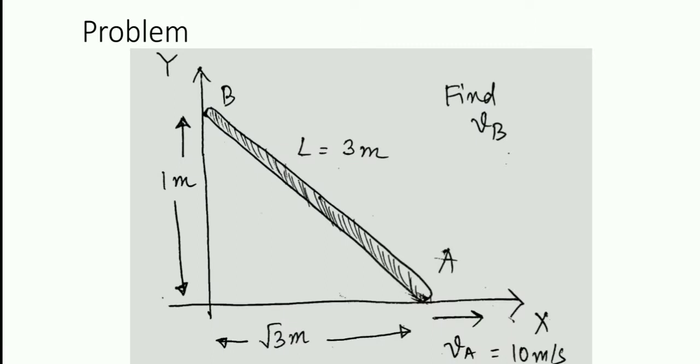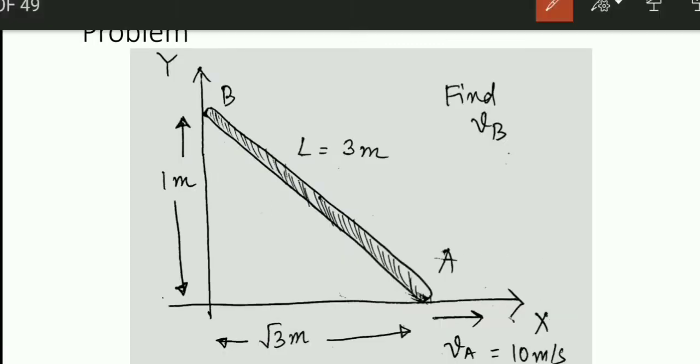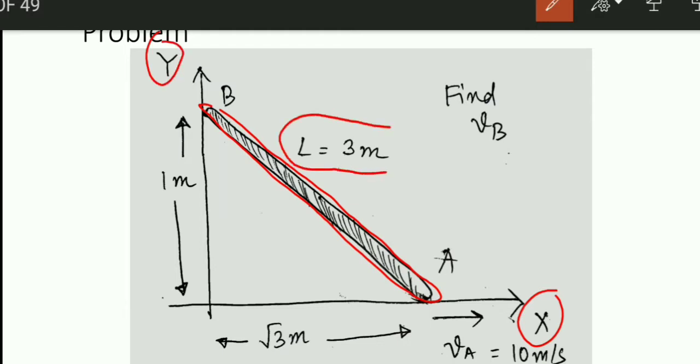Okay, now we have a problem. In this question, we have been given a rod, this rod is lying between two axes. One is the x-axis I have given, and the other one is the y-axis. The length of the rod is 3 meters. We have two points A and B. A is the point which is touching the x-axis and B is the contact point with the y-axis.